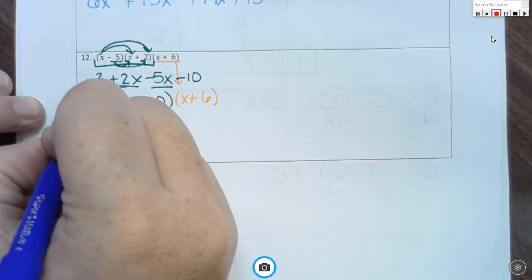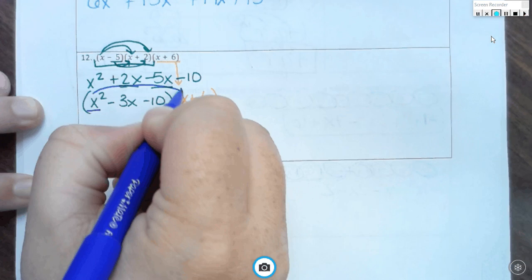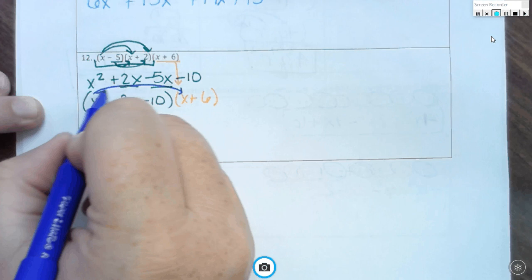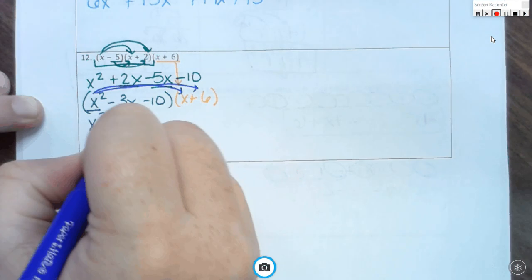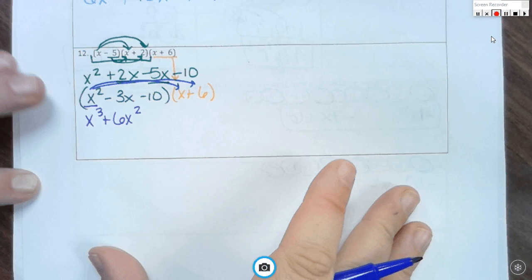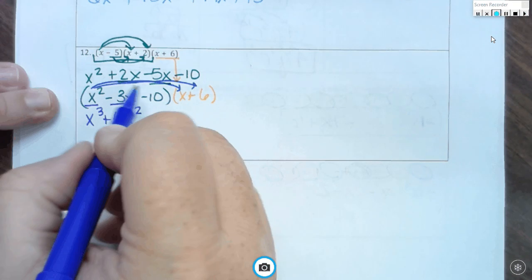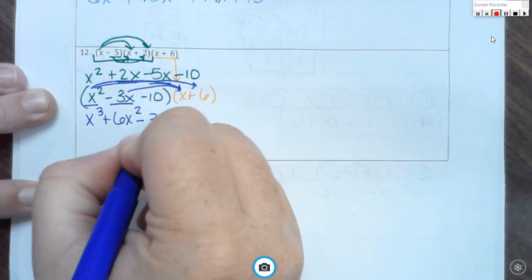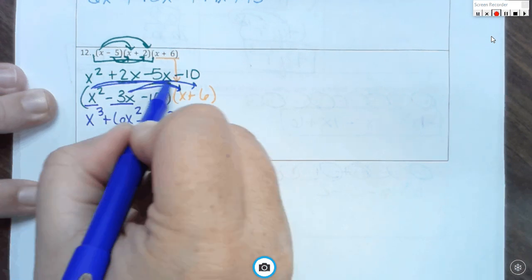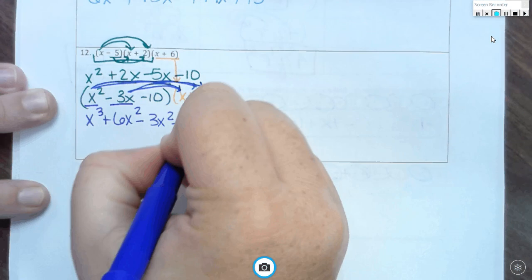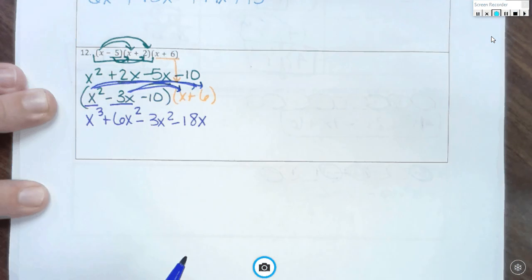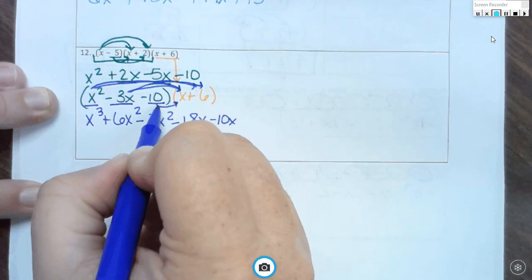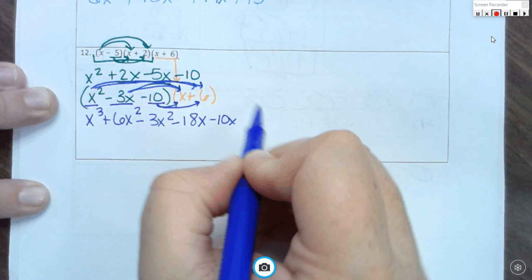Let's take x squared first. x squared times x gives me x to the third. And x squared times 6 gives me 6x squared. Okay. Now I want to look at the second term. Negative 3x times x is negative 3x squared. And negative 3x times 6 is negative 18x. All right. On to the last term. Negative 10 times x is negative 10x. And negative 10 times 6 is negative 60.